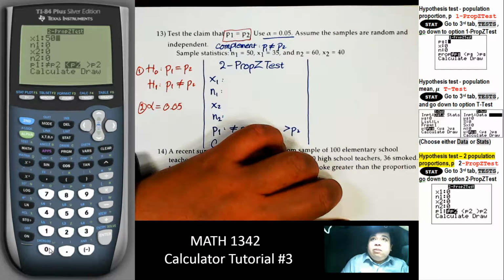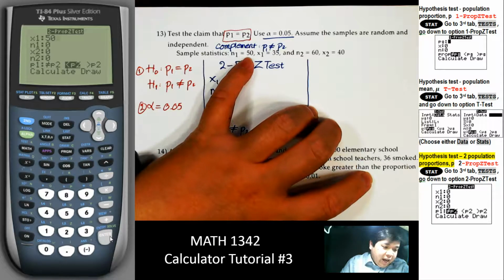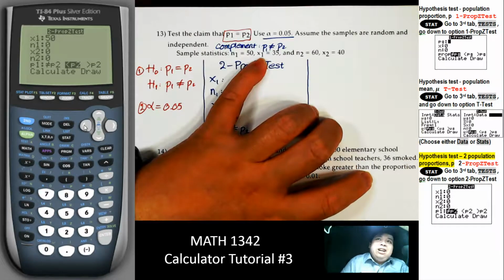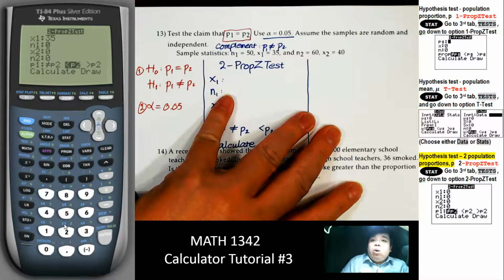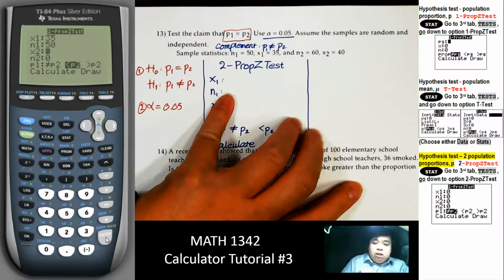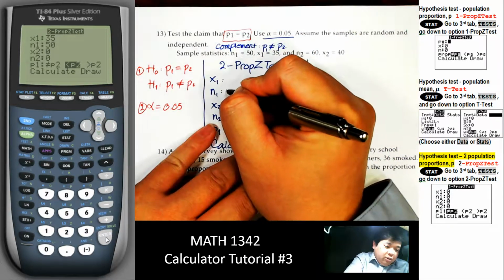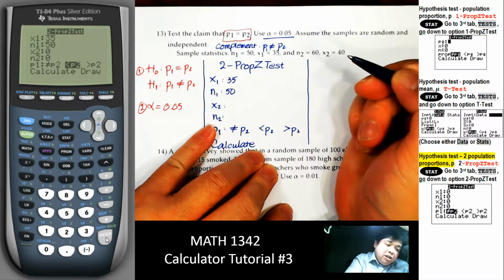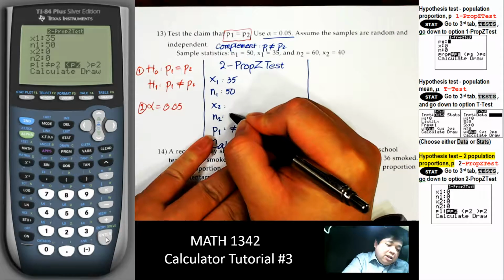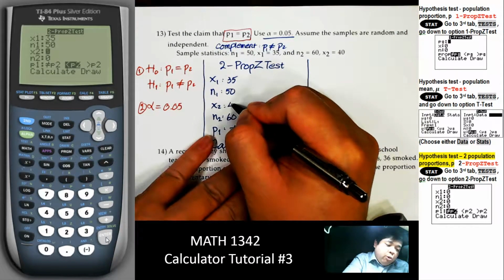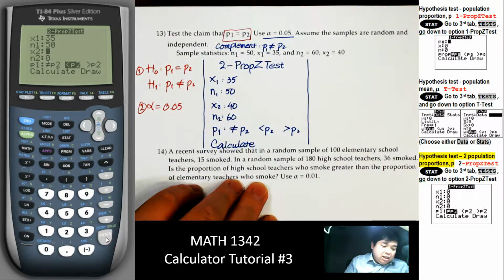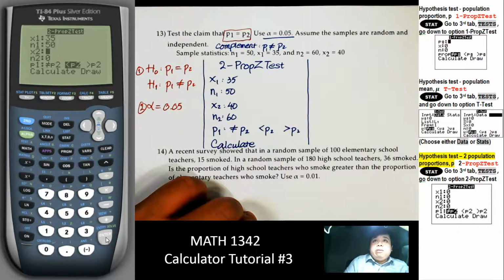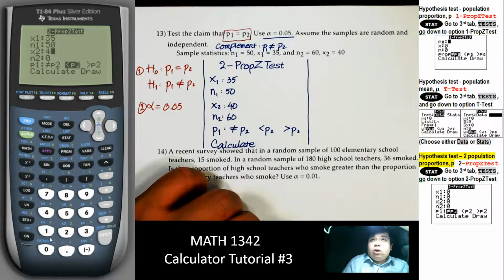N1, there are 50 of them. Sorry, X1 is 35, so 35 first. For X1, N1 is 50. Maybe I just write down first. N1 is 50, X1 is 35. X is always less than N. N2 is 60, X2 is 40. X is always less than N. I should have those: 35, 50, 40, and 60.